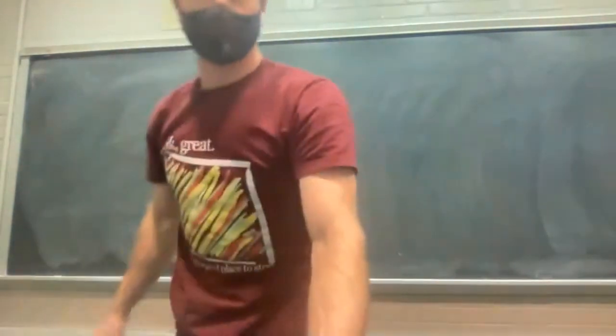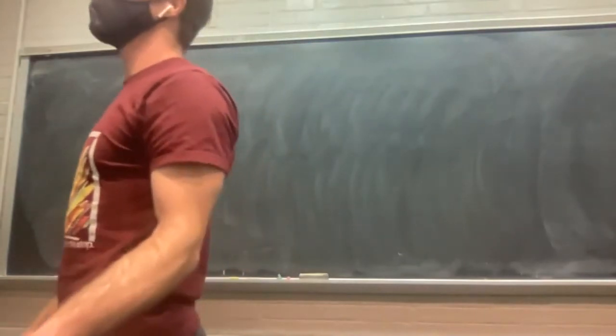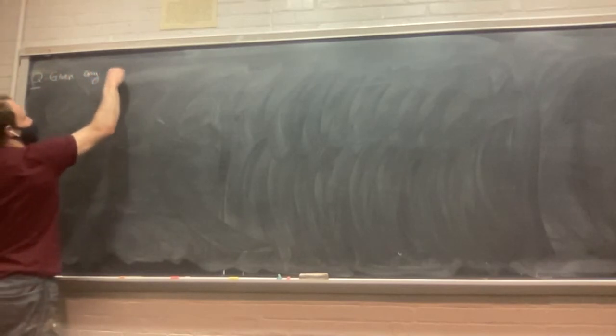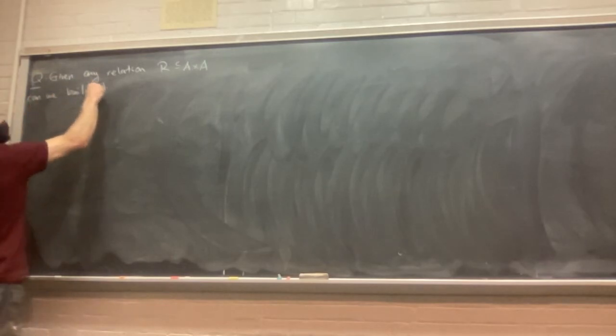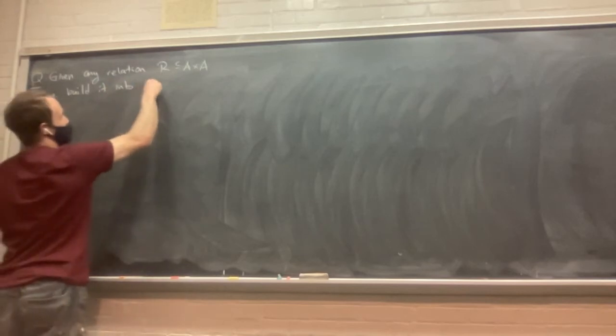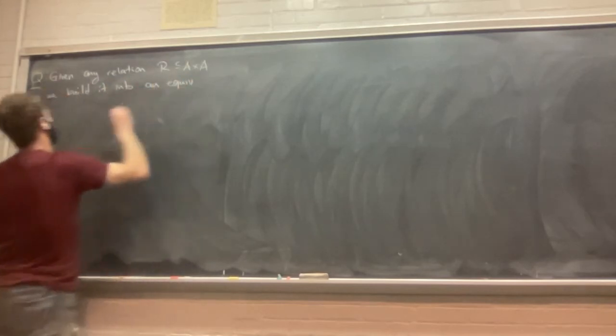All right, so let's look at this number 14. And it kind of answers the following question. Given any relation R, so underscore the fact that it's going to be a subset of A cross A, where A is a set, can we build it into an equivalence relation?